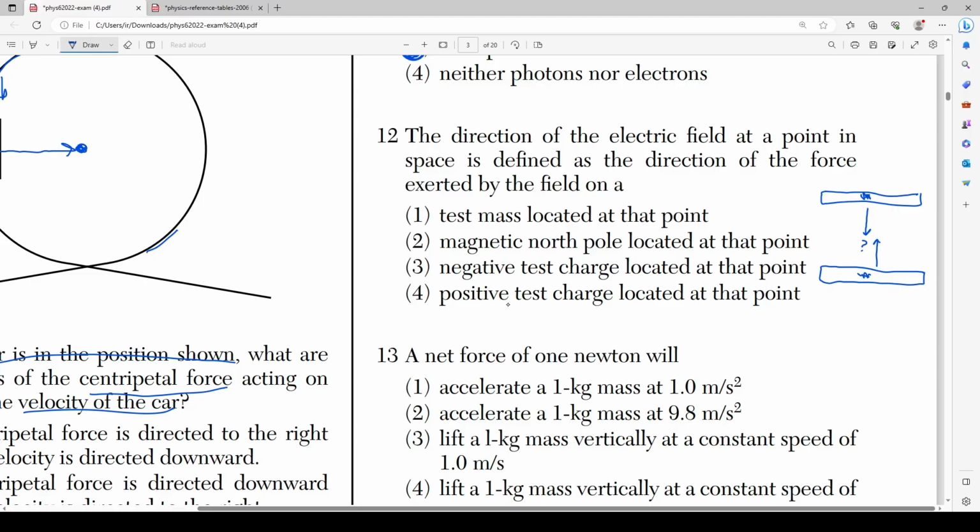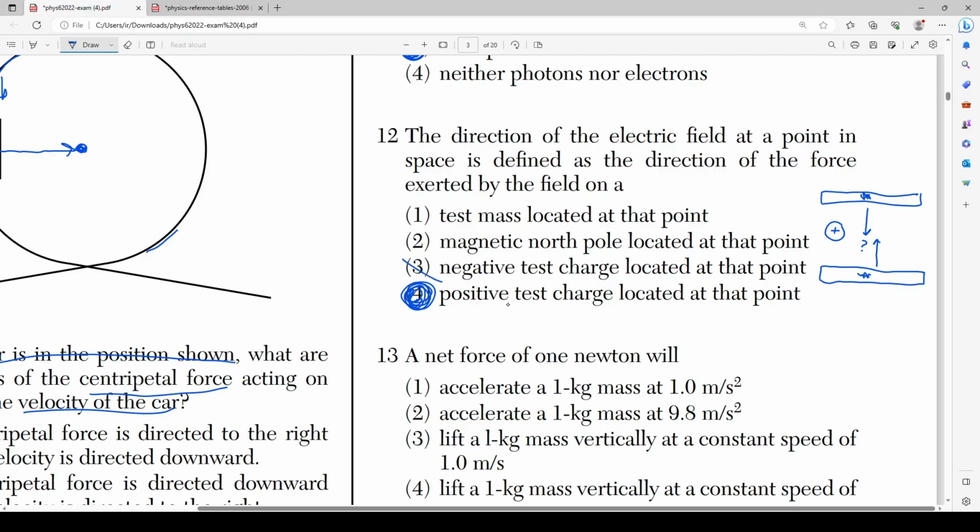So automatically, what we do when we want to find the direction of an electric field is you're going to have to use a positive test charge, right? You're going to use a test charge, and a test charge is always positive, right?